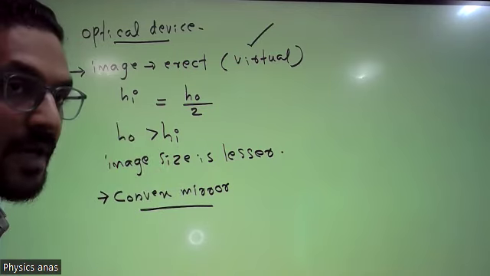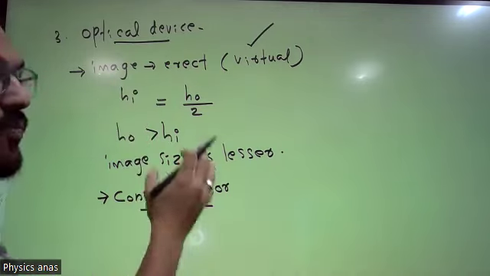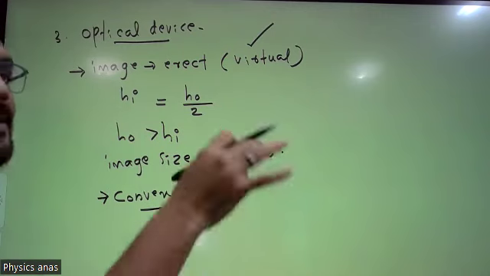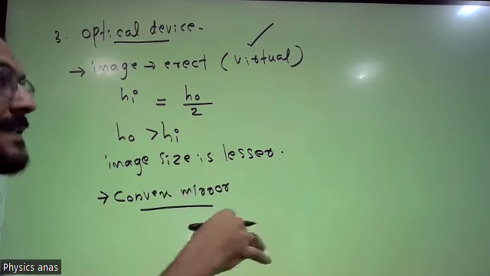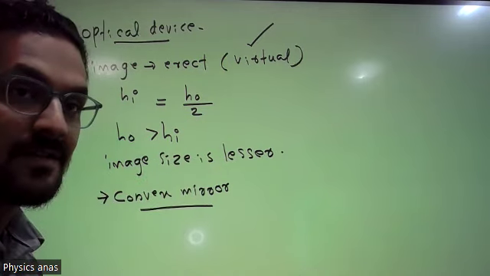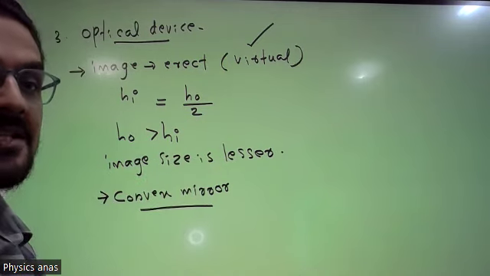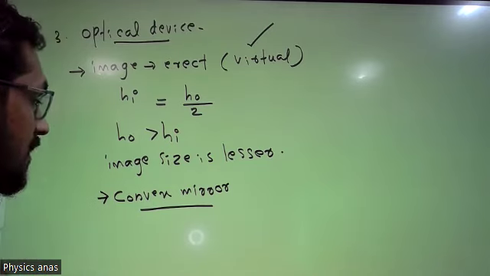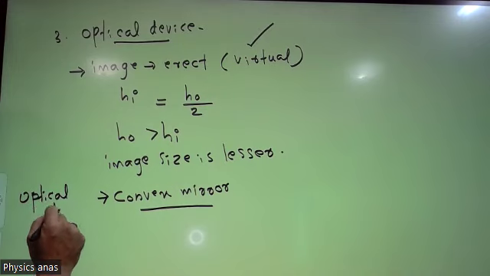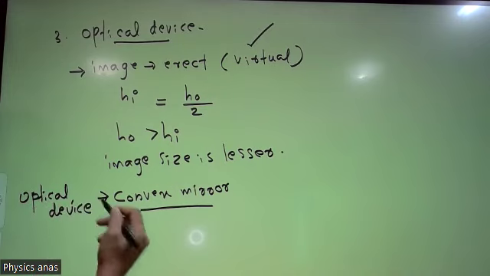We have from the question that HA will be half of HO, half of the object distance. That means HO is greater and HA is smaller. Image size is lesser. When the image is of lesser size than the object, then the optical device, there is only one possibility. Then the optical device is what? That is a convex mirror.